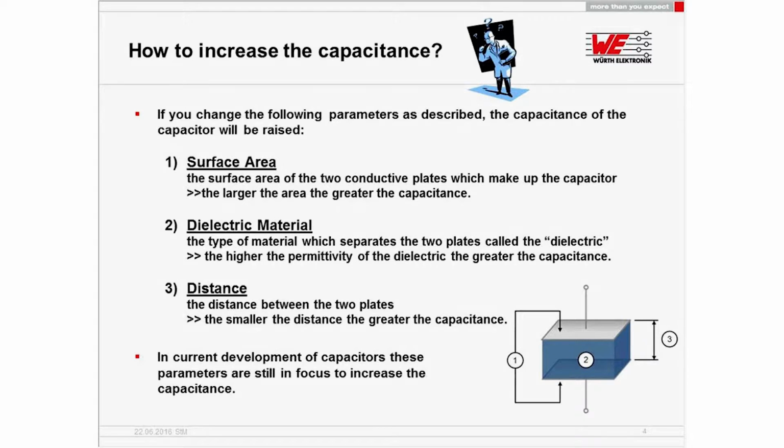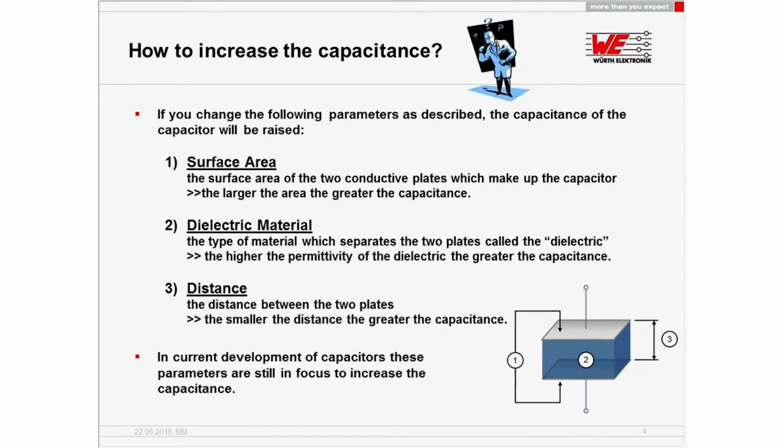Why? Because still 90% of the capacitors you can find worldwide are basically made out of this principle. No matter if it's an E-capacitor or if it's a MLCC, for example, they're still basically consisting of a parallel plate capacitor. Some of them are just winded parallel plate capacitors, but still this principle is in charge.